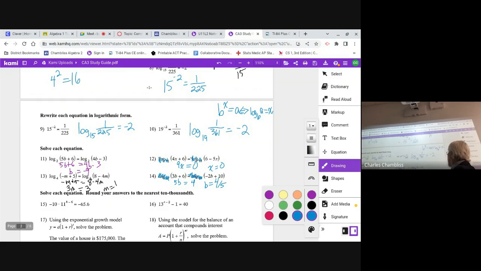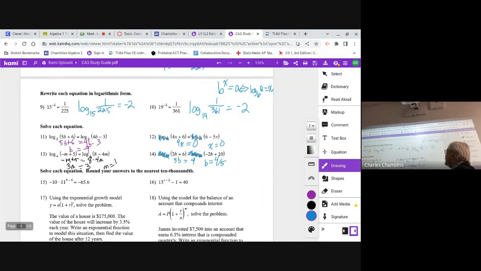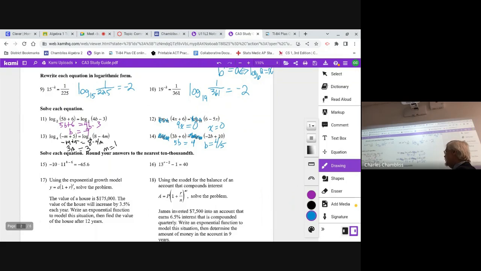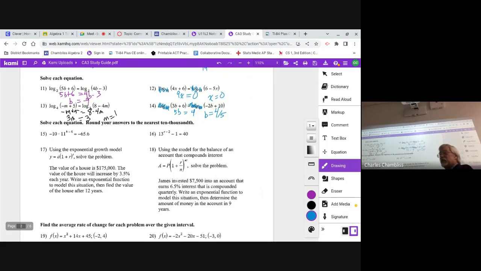The next two are exponential equations rather than logarithmic. But what we need to do is to change it to a logarithm, because we've got to get the variable out of the exponent. So, number 15, first I'm going to divide by the negative 10. That will give me 11 to the h minus 6 equals 6.56. Then I'm going to change it to a logarithm. I'll have log base 11 of 6.56 equals h minus 6.